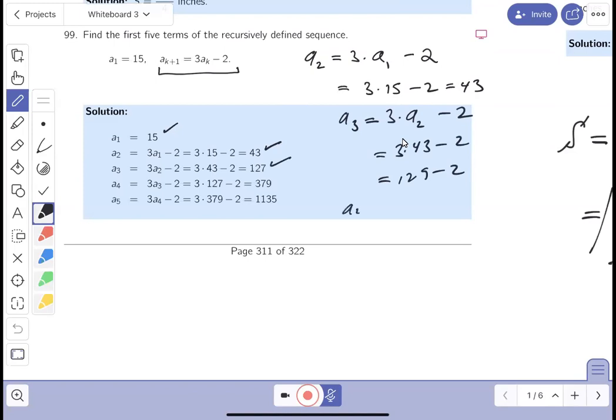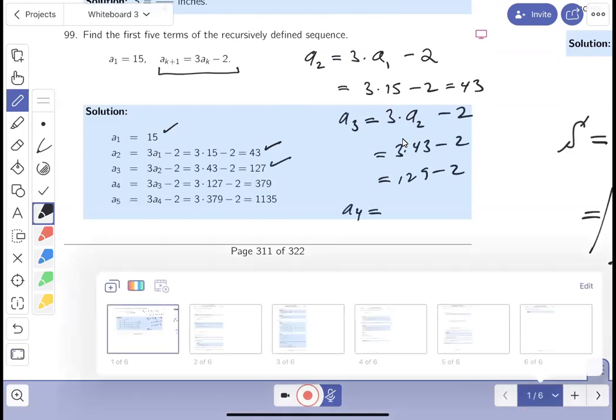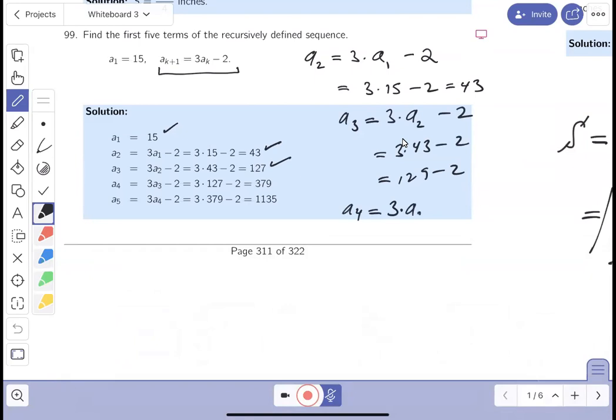What's A4? It's 3 times A3 minus 2. What's A3? Well, it's 127. Again, they're getting more difficult. I hope you don't need a calculator yet. That's 300, 360, 381 minus 2, which is going to be 379.